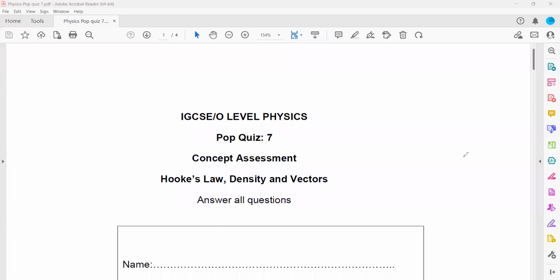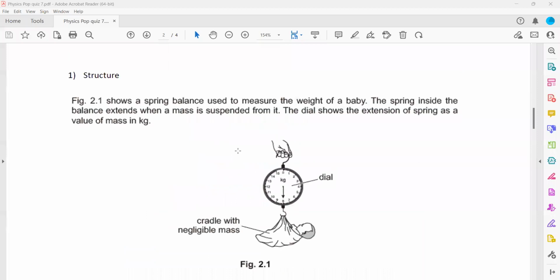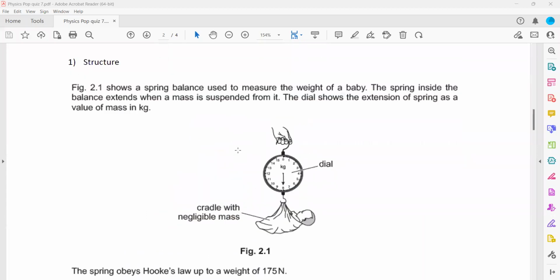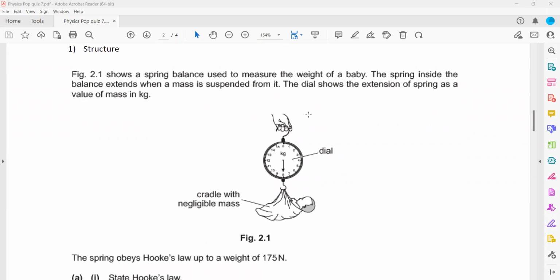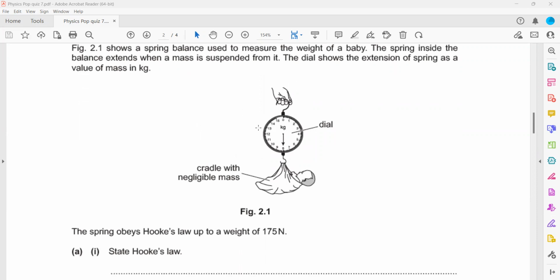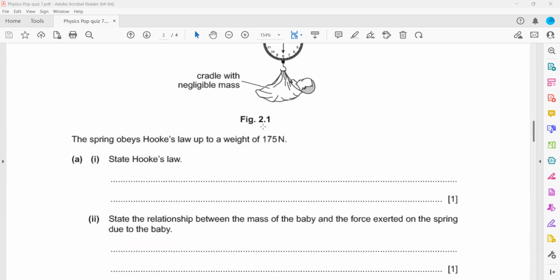So this was POPQuiz 7, which was related to Hooke's law, density, and vectors. Question 1, which was a structured question. Figure 2.1 shows a spring balance, which is used to measure the weight of a baby. The spring inside the balance extends when a mass is suspended from it. The dial shows the extension of the spring and the value of mass in kilogram. So the dial is showing the value of the mass in kilogram.